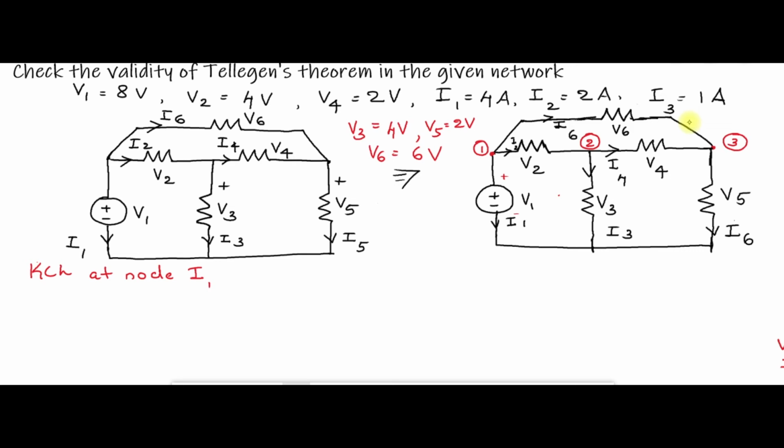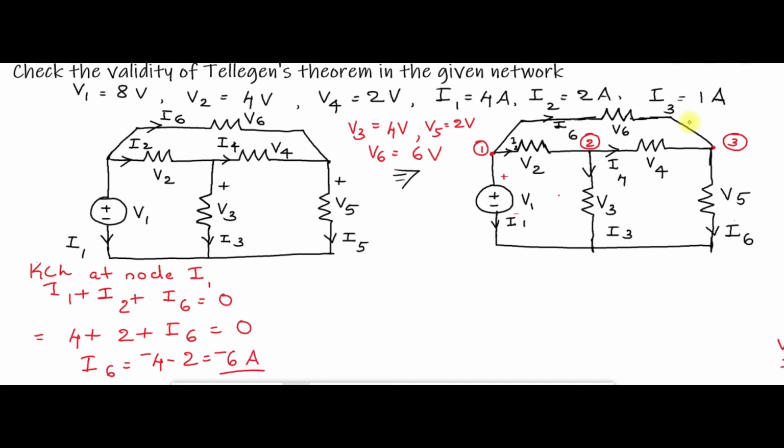So I can take it as I1 plus I2 plus I6 is equal to 0. Sum of incoming currents is equal to sum of outgoing currents. Here all currents are outgoing. Here I1 is equal to 4, I2 is equal to 2, I6 is not given, so I can take it as 0. I6 is equal to minus 4 minus 2, which is equal to minus 6 ampere. So we got I6: I6 is equal to minus 6 ampere.